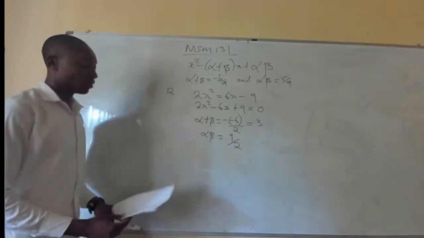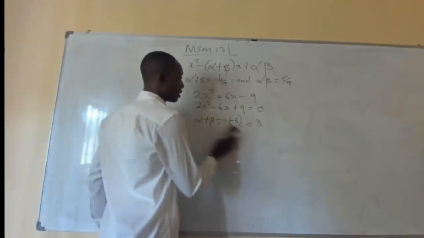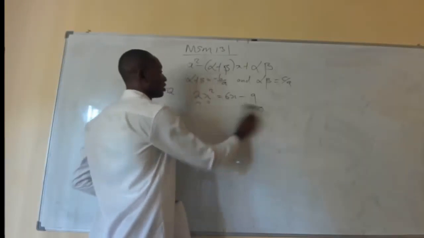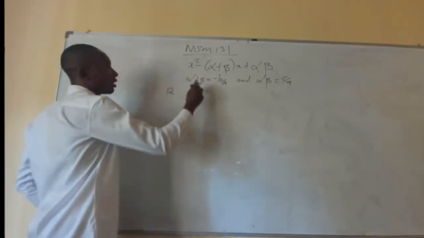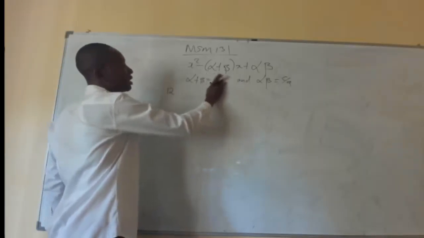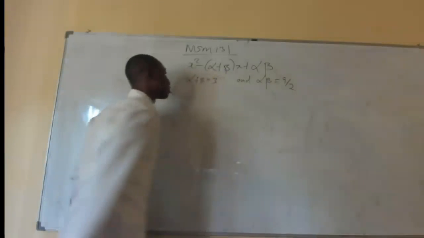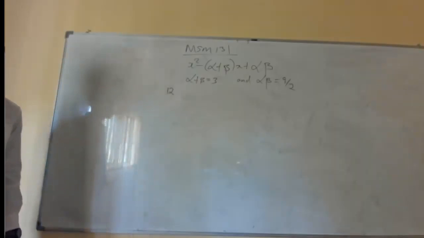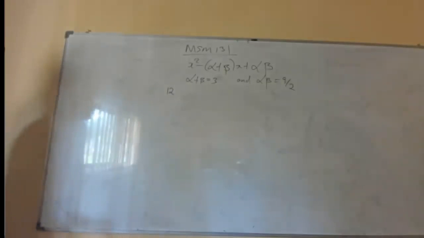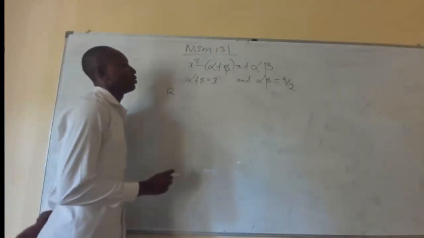Okay, it's very important because I need to use those in order to solve the rest of the questions. So I'll put them here. We say the sum is 3, and the product is 9 over 2. I'll keep making reference to those two. Okay, so what do we do now?